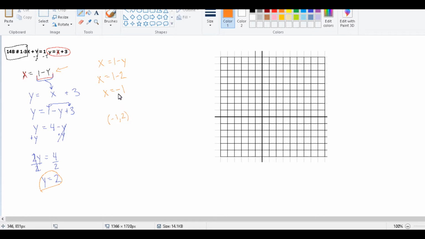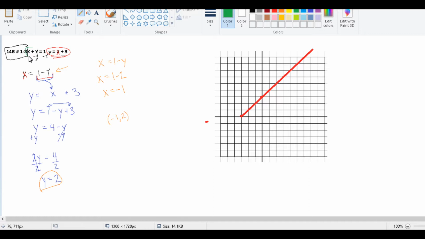Now let's check it. So the hard part of checking it is just having it in the right form. So this red one is already in y equals x plus 3. So I can do that. My y-intercept is 3. My slope is just a positive 1, so up 1 over 1. And I can draw a line on that. Okay, and then the other one, I'll do it in green right here.